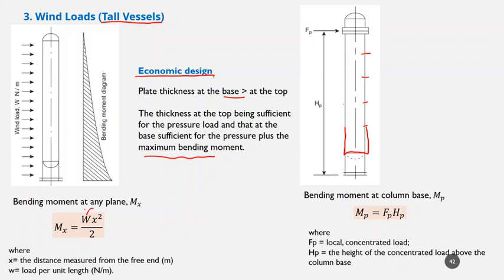So this is the load per unit length, and this is the distance measured from the free end. So this is what we consider, and also the wind load here. Okay, for the bending moment at the column base, we can use this equation. FP is the local concentrated load, and HP is the height of the concentrated load above the column base.